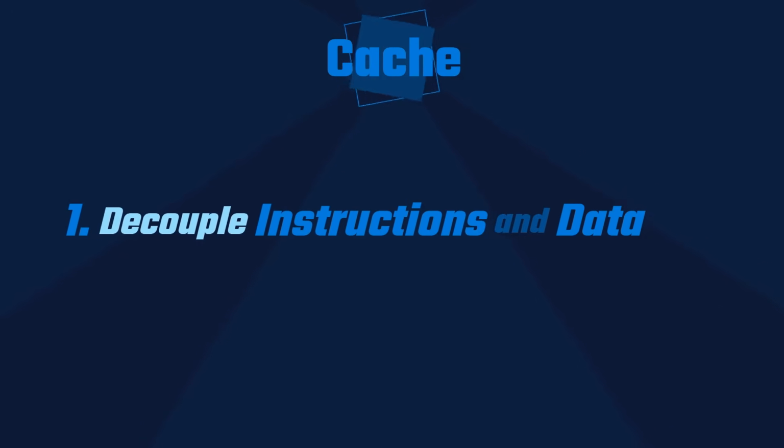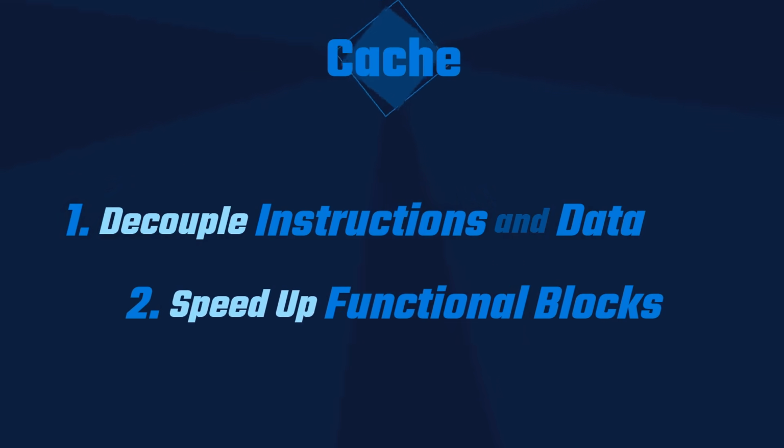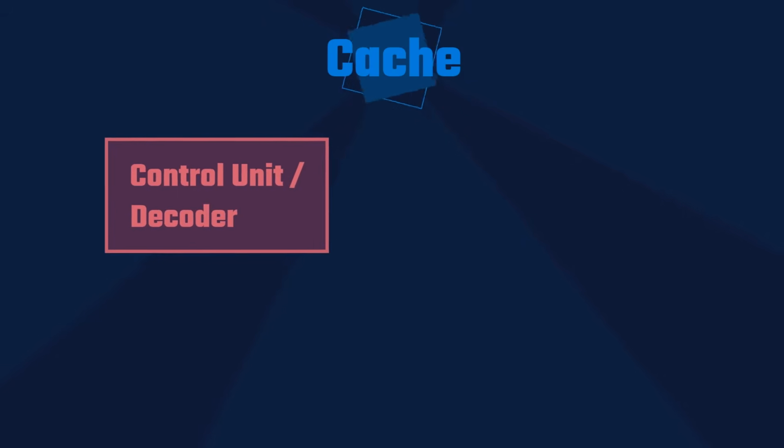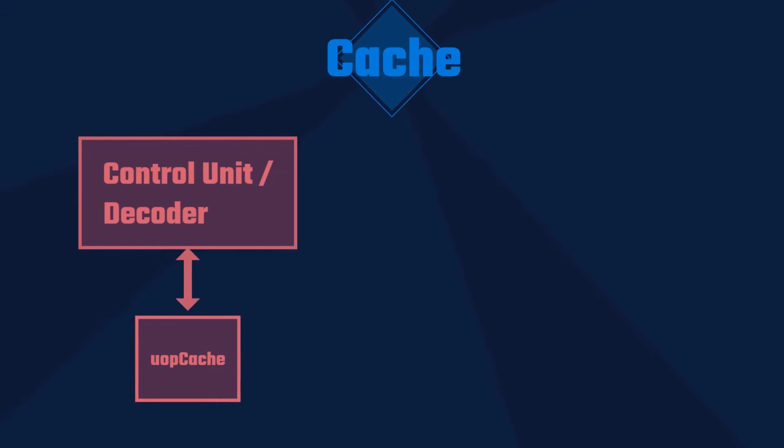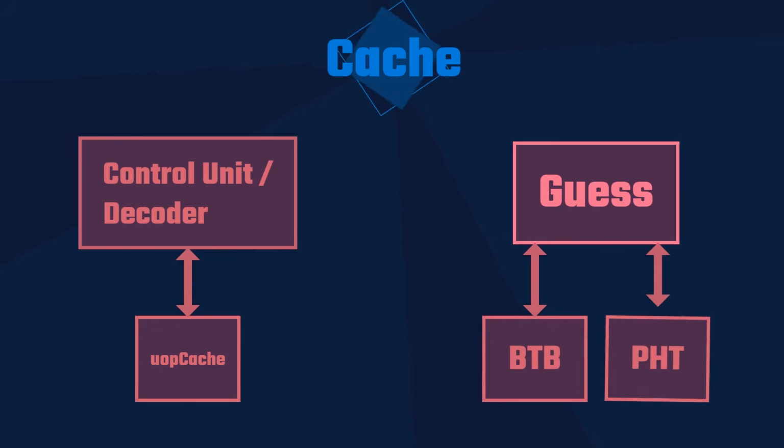The idea of caches is useful not just to decouple instructions and data, but also to speed up certain parts of the CPU. For example, the instruction decoder circuit can have a cache for decoded micro-ops corresponding to certain instructions, so that it doesn't have to do it every single time the instruction comes in. There's also several caches in the branch prediction part of the circuit. I'll probably cover those in the branch prediction video.